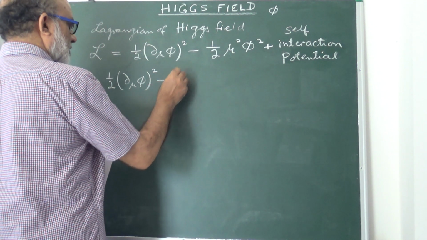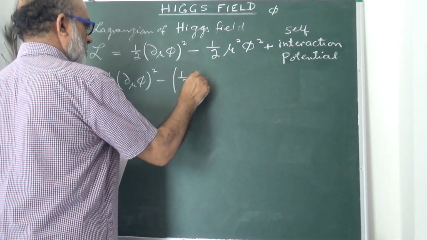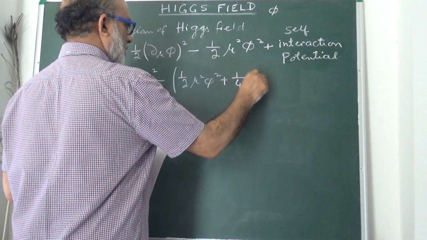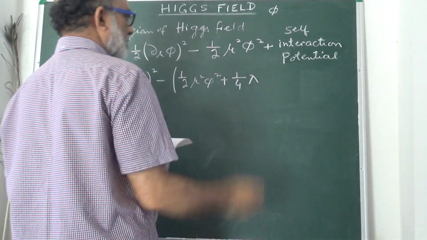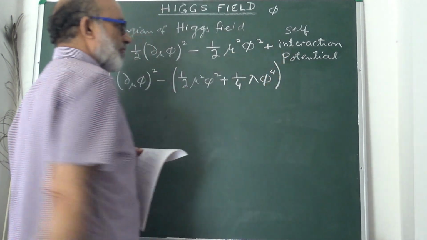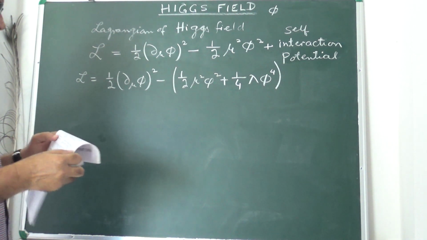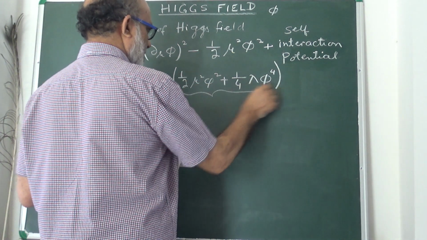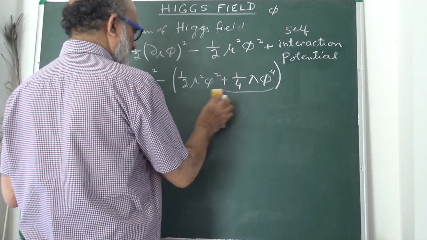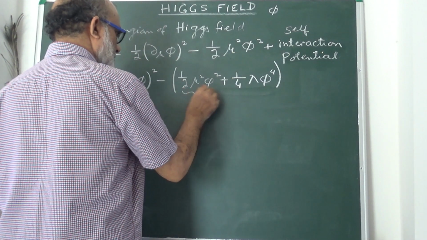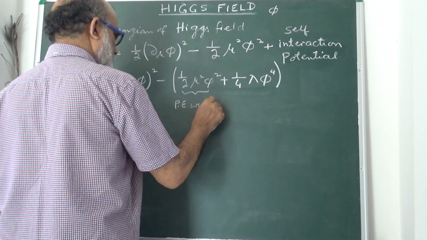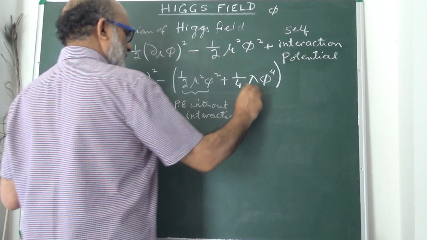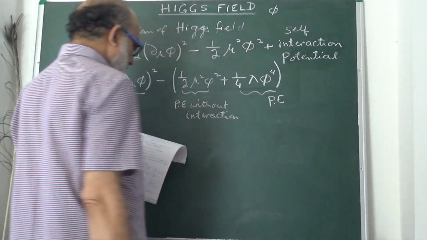So this is minus half mu square phi square plus the interaction part. Suppose the interaction part is 1 by 4 lambda phi to the fourth, where lambda is some interaction constant. So this is the kinetic energy part. This is the potential energy without interaction. And this is the potential energy of self-interaction.